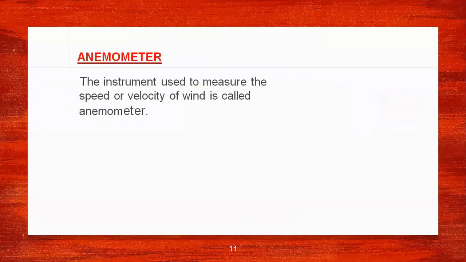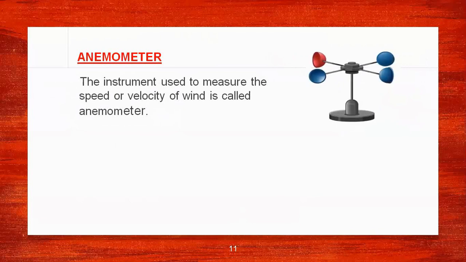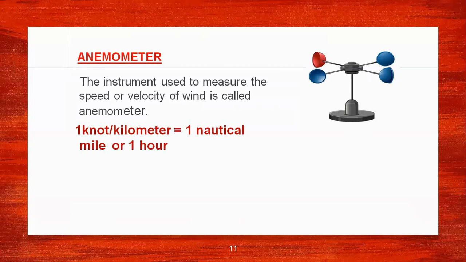The anemometer is a device used to measure the velocity of the wind. The anemometer is shown in the image, how it looks. It has a system of cups and a wind speed indicator. Whenever the wind blows, the cups rotate. The faster the wind, the faster the rotation of the cups, so it gives you the reading of the velocity of the wind. One knot is equal to one nautical mile per hour. The instrument indicates the speed of the wind in kilometers or knots.